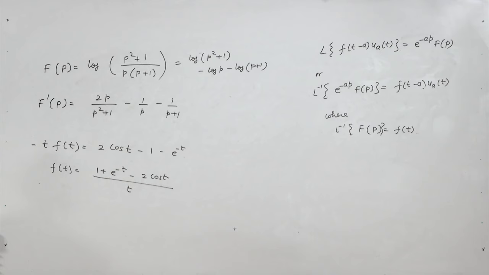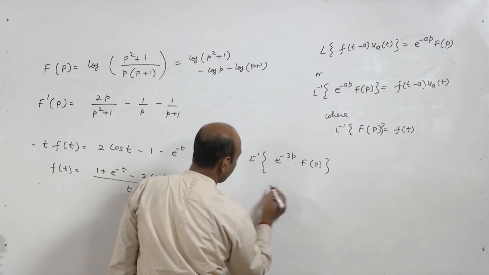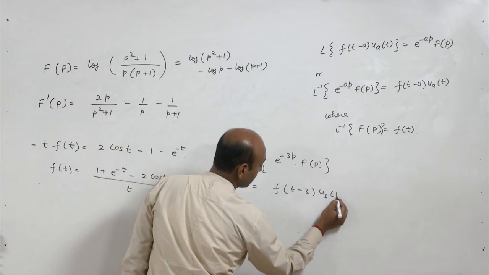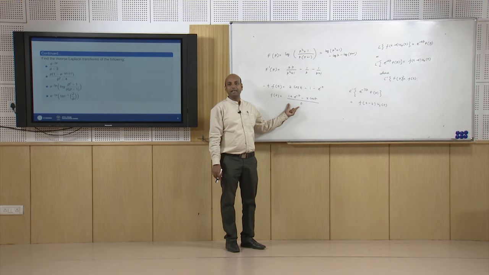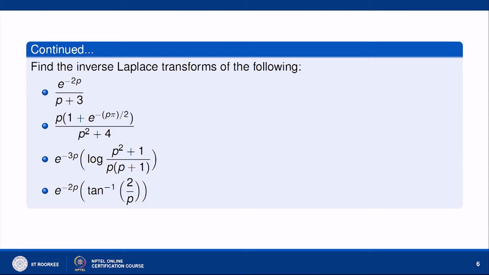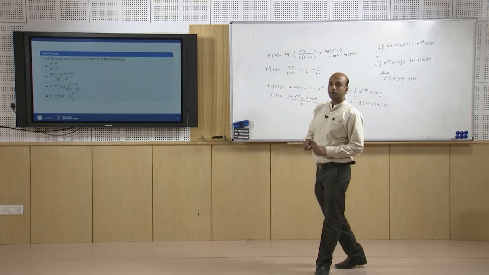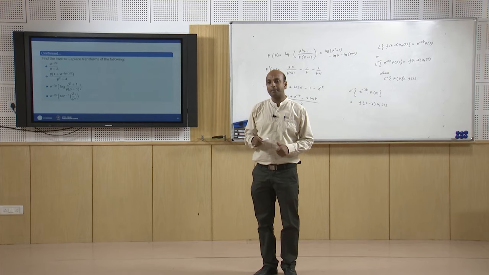So what will be the Laplace inverse of e^(−3p) times this F(p)? It will be f(t − 3) u_3(t). In this f(t), simply replace t by t − 3, and you will get the Laplace inverse of this function. Similarly, to solve the last problem, find the Laplace inverse of tan⁻¹(2/p) by making use of derivatives, and then use the second shifting property to find the Laplace inverse of e^(−ap) F(p). Here a is 2. That is how we can find the Laplace transform of unit step functions and inverse Laplace transforms involving the unit step function. So thank you very much.